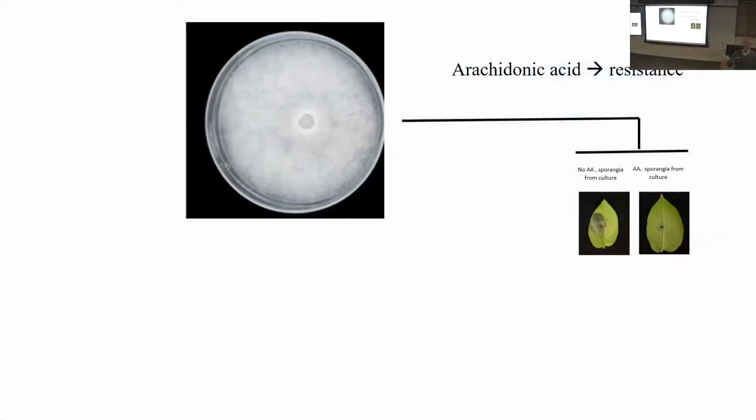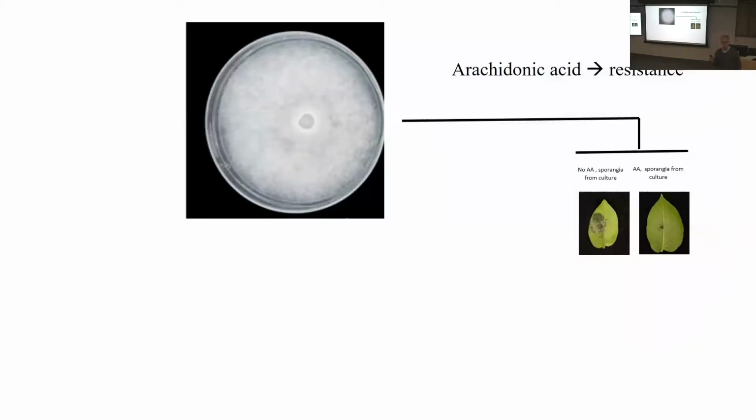Another came from work we collaborated on with Dan Klessig at BTI. Dan was interested in arachidonic acid stimulating resistance in potatoes. And we gave him an isolate of Phytophthora infestans. And these are small images, but you can see that if there was no arachidonic acid applied to the plant, there was a good sized lesion. If arachidonic acid was applied to the plant, then there was a really tiny lesion. Great. Patty Manosalvo published that.